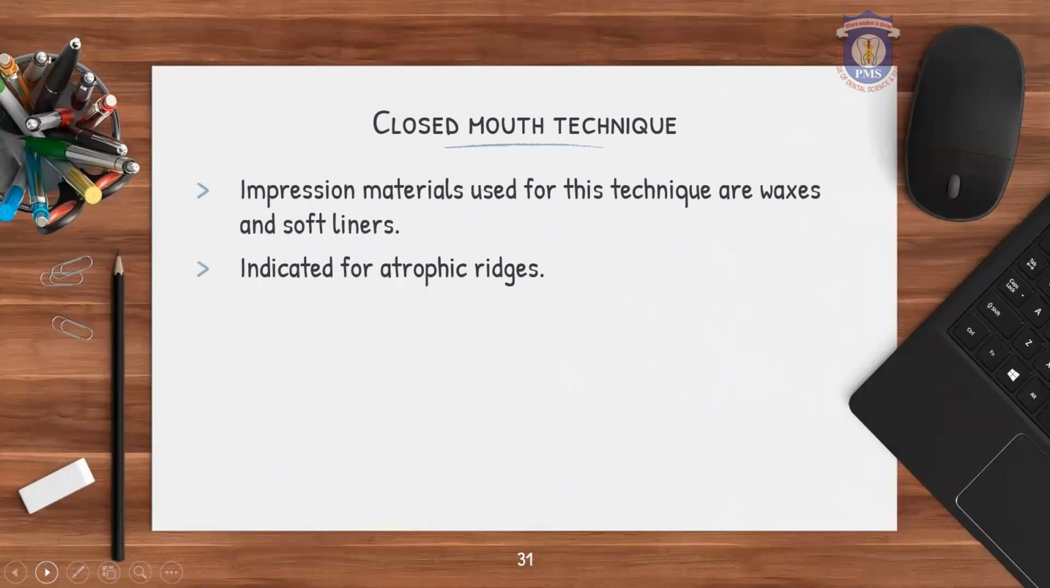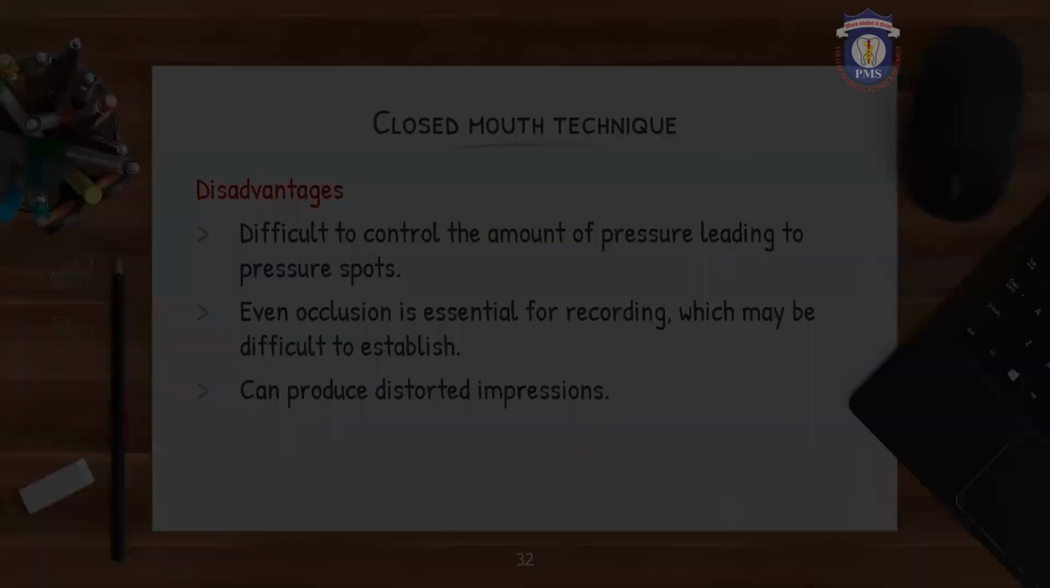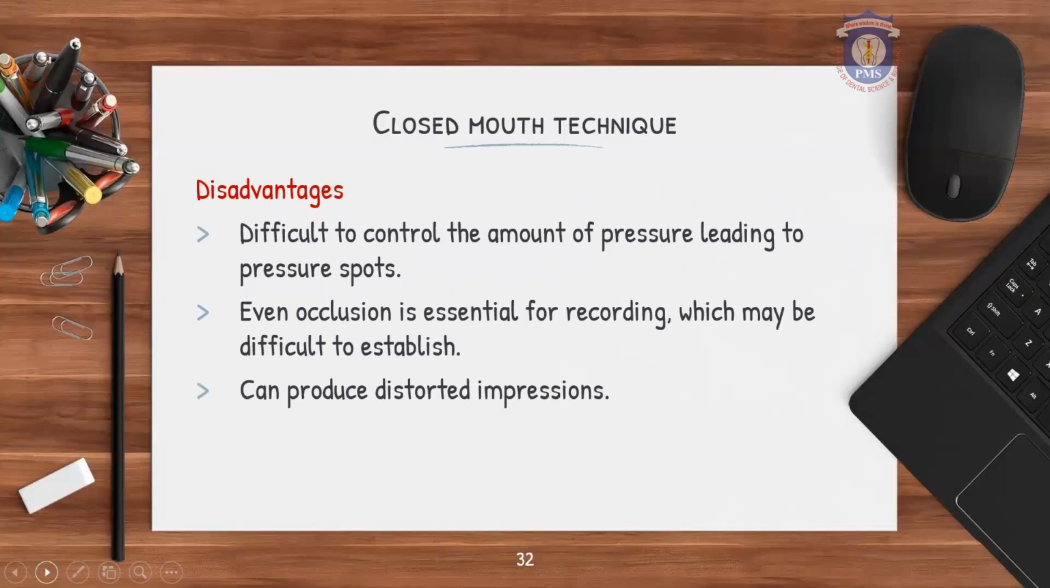Impression materials used for this technique are waxes and soft liners. These are indicated for atrophic ridges. The disadvantages of this technique are that it is difficult to control the amount of pressure, leading to pressure spots. Even occlusion is essential for recording, which may be difficult to establish, and this can produce a distorted impression. So these are the disadvantages of the closed mouth technique.